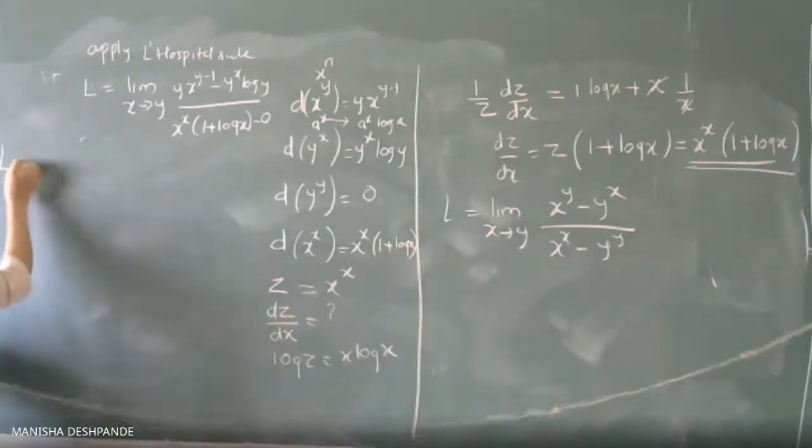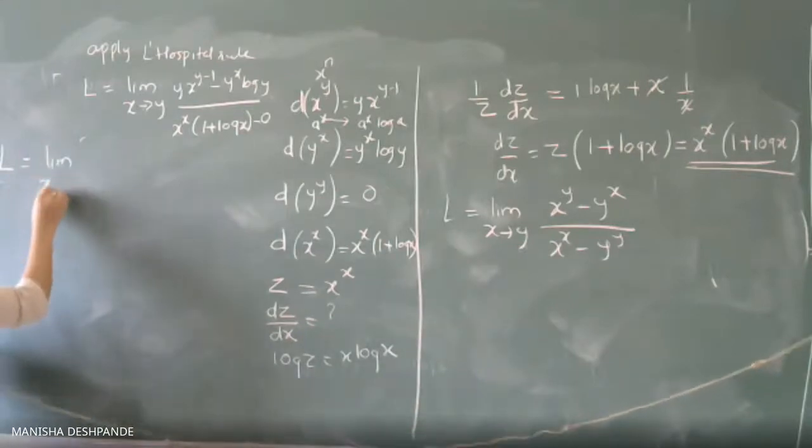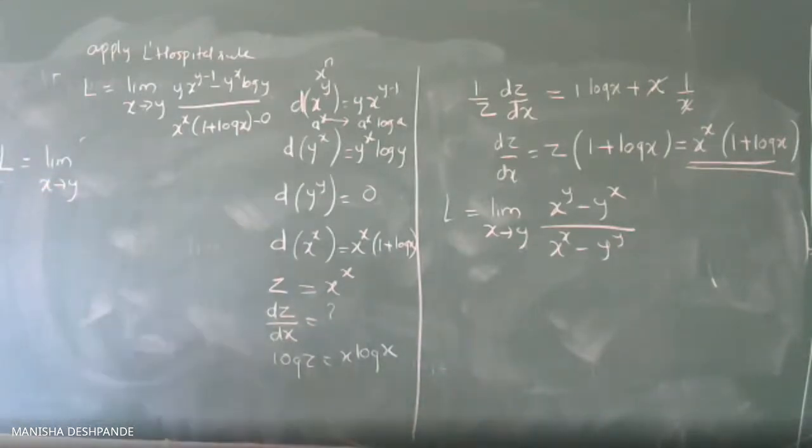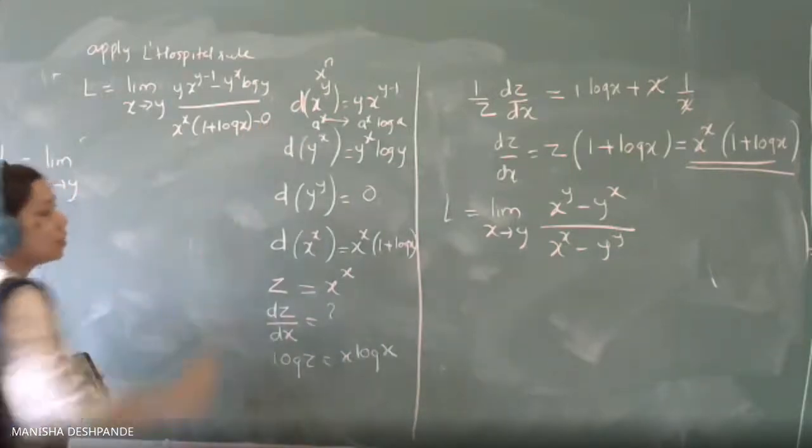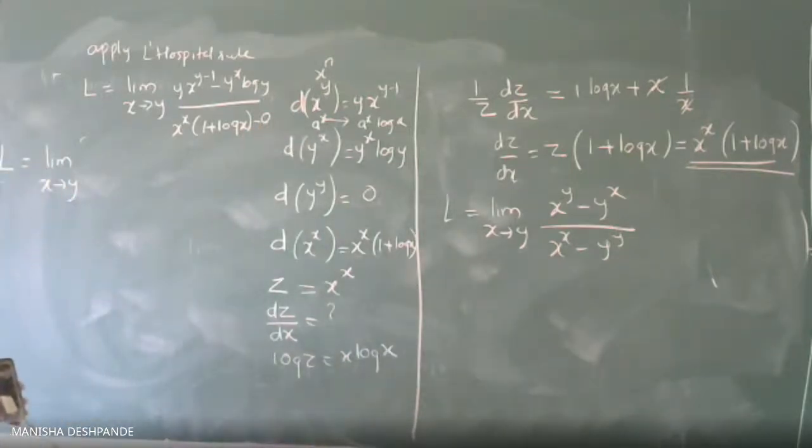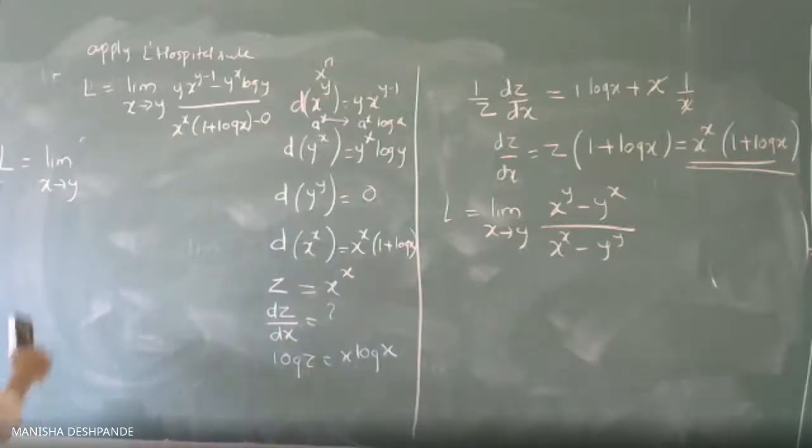Therefore, your limit will become limit as x tends to y. Check whether you can take anything common. Y raised to y is a constant, right? It is 0. The derivative of y raised to y is 0. I have written that. After applying the limit, as x tends to y, we can get y raised to y common. So you are going to substitute now.